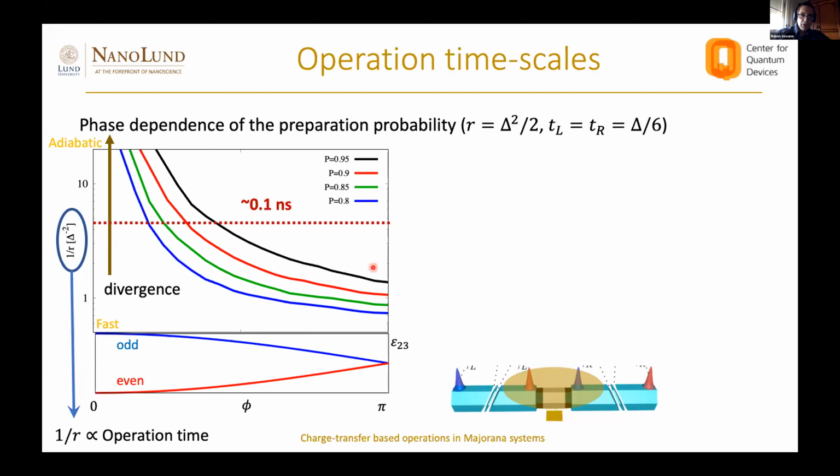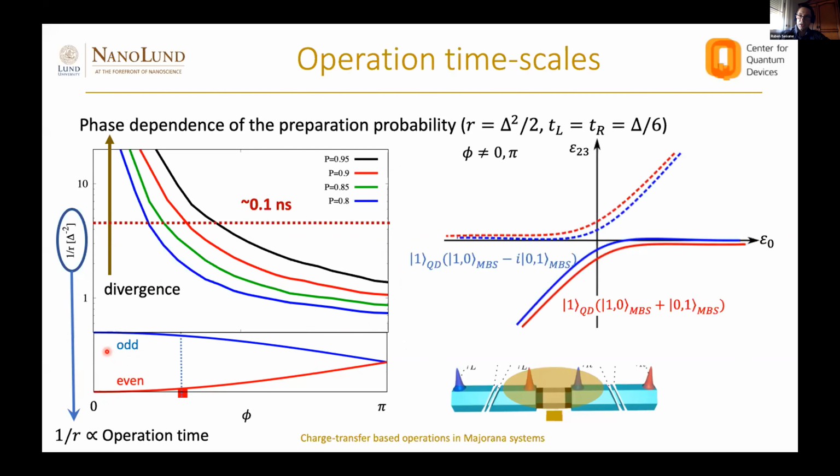As you see, the operation time scale is maximized, or can be maximized, for phase difference equal to pi, where the two lowest eigenstates are degenerate. And they grow and actually diverge close to phase difference equal to 0. That can be understood by looking at the lowest energy states as a function of the level position. This is represented here in red and blue, where these dashed lines are the excited states.